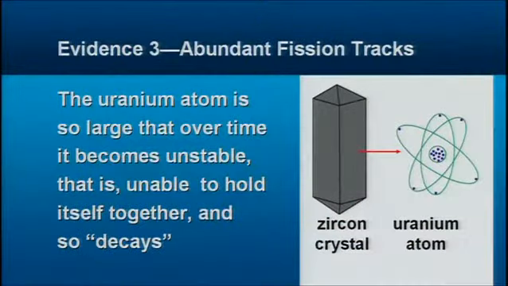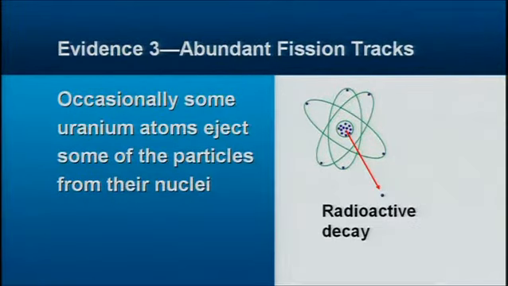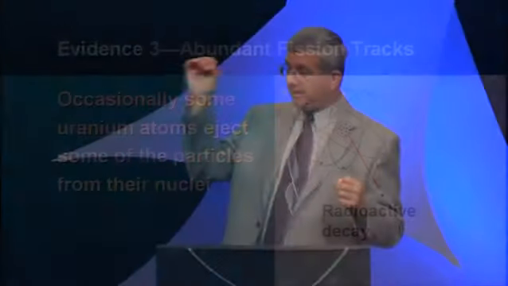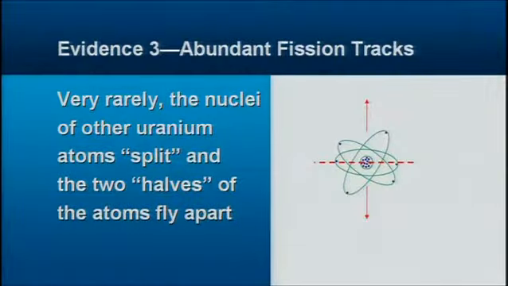Now, sometimes a uranium atom is unstable and it decays by radioactive decay, and what it does is it ejects just a couple of little particles and the nucleus just gets a little bit smaller. But on other occasions, we have what is known as fission. That is, instead of a little bit of the nucleus coming off, the nucleus splits in half. This is the basis of the atomic bomb. It's called nuclear fission. The atom itself splits in half.